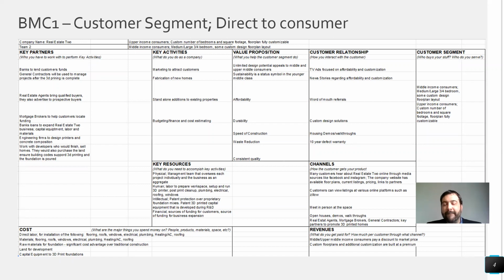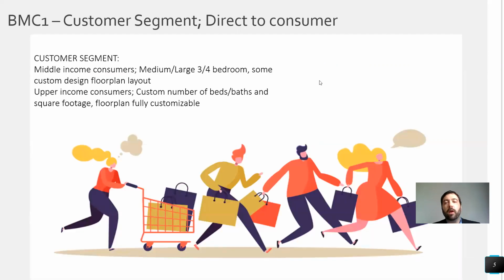Well, that was very wishful. But so we decided to identify our customer segment. Those would typically be middle income consumers with medium to large houses, typically in the 3 to 4 bedroom range with some custom floor plan, but nothing really extraordinary. The other group that we identified were upper income consumers.